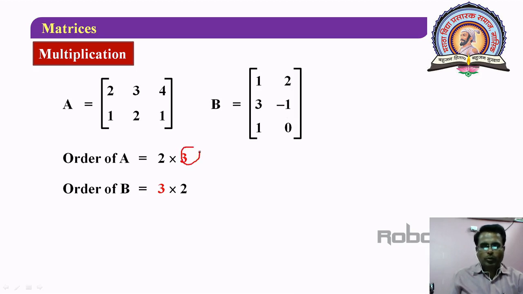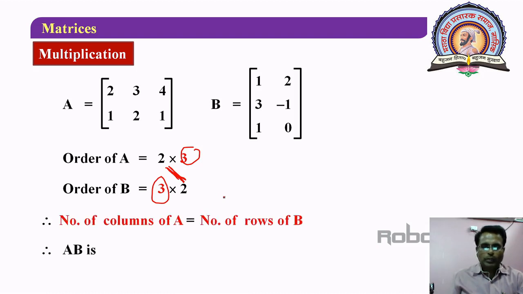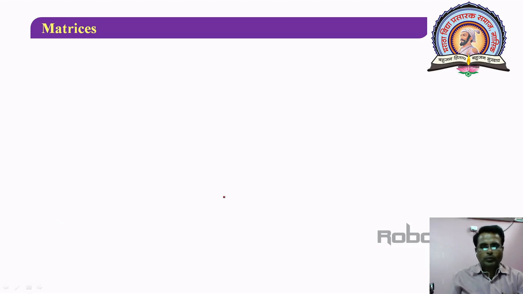So the number of columns in the first is equal to the number of rows in the second, therefore the product is defined, and the resultant is of order 2 by 2, that is the number of rows in the first by the number of columns in the second. So the number of columns in A is equal to the number of rows in B, therefore AB is possible and the order of AB is 2 by 2. So let us see how the multiplication takes place.